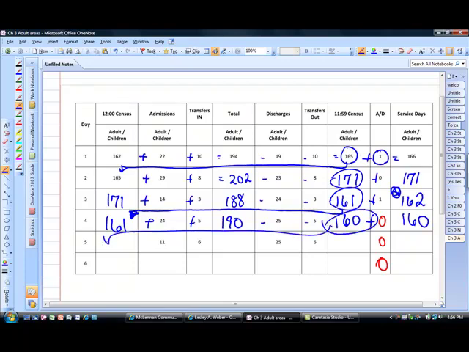And you're going to follow suit all the way through the remainder of the table. Hopefully this will help you pull it all together for the census table in the next section.